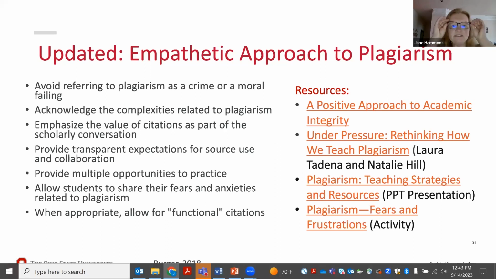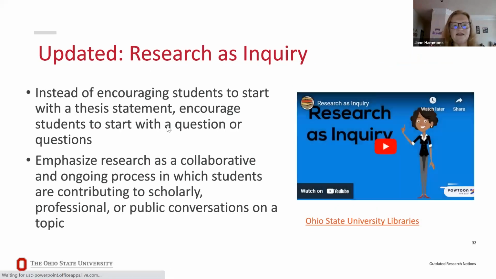All right. So more updated guidance, thinking about starting research with a thesis statement. Instead, thinking about research, and this is, of course, librarians will be familiar with the framework for information literacy, teaching research as a process of an open-ended inquiry, right? Encouraging students to start with questions rather than a thesis statement, and really talking about and emphasizing research as a collaborative and ongoing process that is about contributing to a scholarly or professional or public conversation on a topic, rather than just research as a process of finding information that supports the idea that I already had.